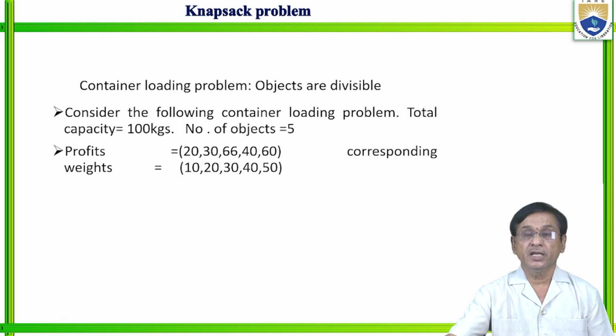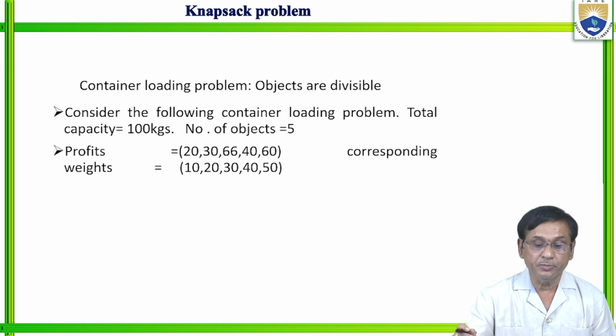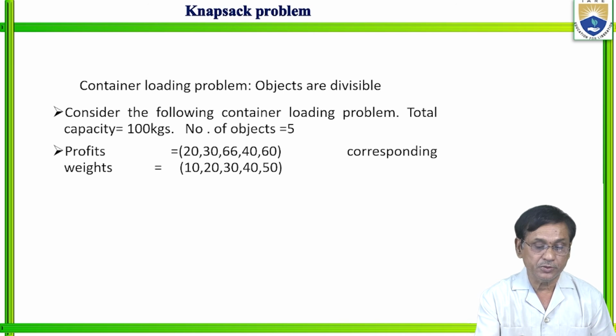Now consider another problem. Consider the following container loading problem. The total capacity is 100 kgs. The number of objects is 5. The profits are 20, 30, 66, 40, 60. The weights are 10, 20, 30, 40, 50.